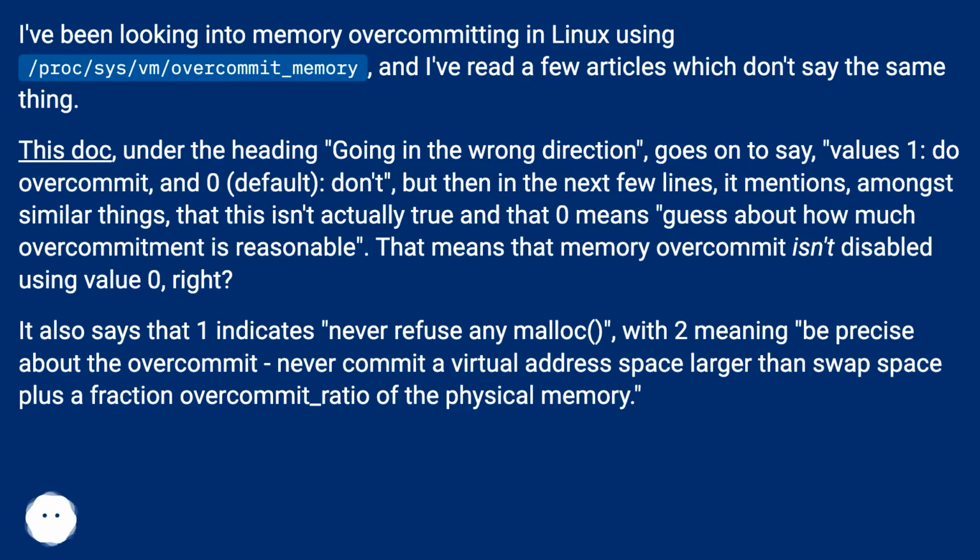It also says that 1 indicates "never refuse any malloc," with 2 meaning "be precise about the overcommit, never commit a virtual address space larger than swap space, plus a fraction overcommit_ratio of the physical memory."